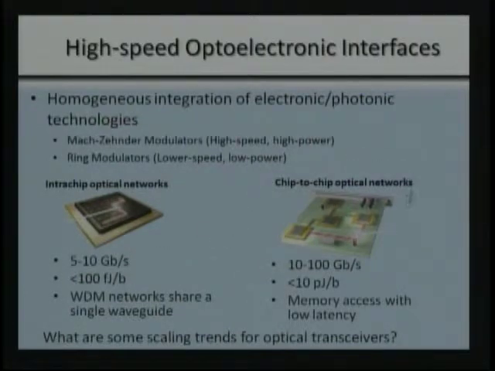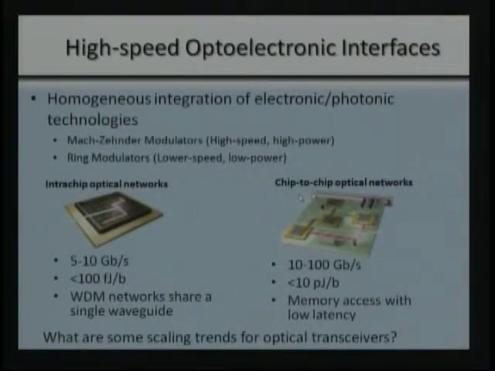But there's another very interesting application for chip-to-chip optical networks, where people would like to have very high capacity between, for instance, a memory chip and a multi-core processor. These applications will require speeds of 10 to 100 gigabits per second, but a little more relaxed energy budget, maybe about 100 times higher, 10 picojoules per bit.